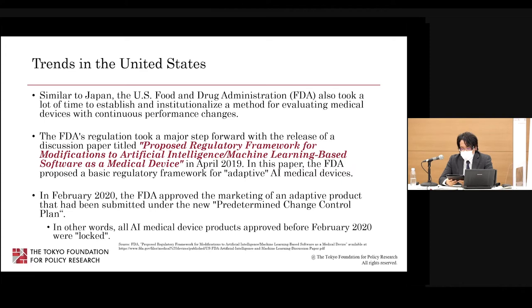In April 2019, in this paper, the FDA proposed a basic regulatory framework for adaptive AI medical devices. Adaptive means continuously changing functions. In February 2020, the FDA approved the first adaptive product. In other words, all AI medical device products approved before February 2020 were locked. Locked means not continuously changing, not changing functions.